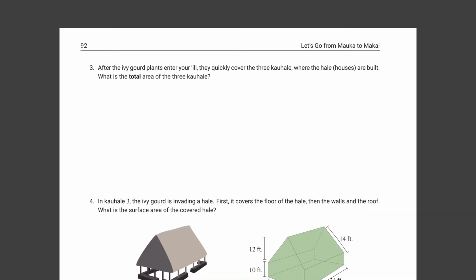In part 3, we talk about how the ivy gourd plants can easily take over each of the 3 kauhale. What is the total area of the 3 kauhale? Let's pause the video and calculate the area of just kauhale 1.